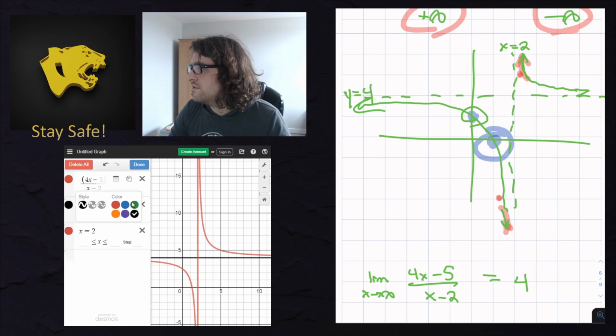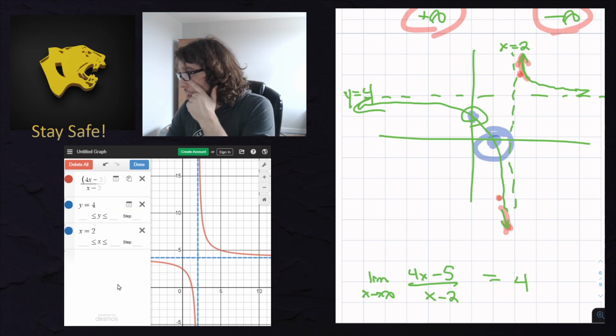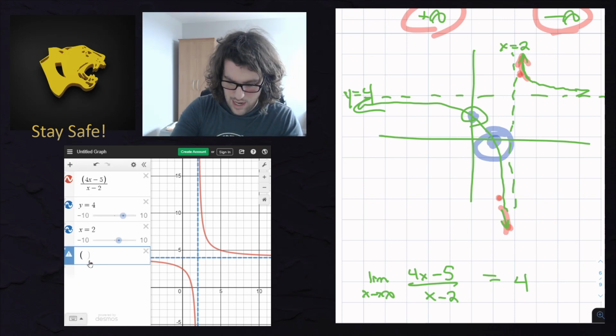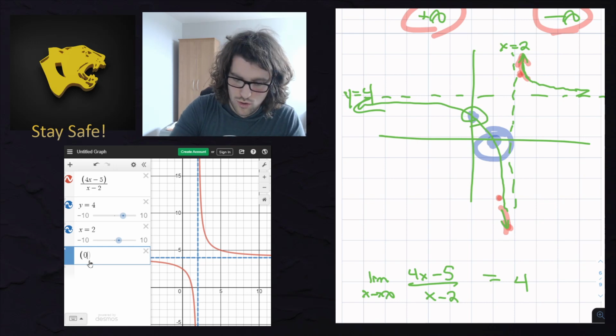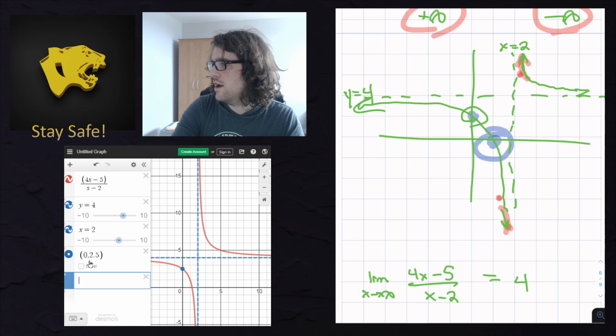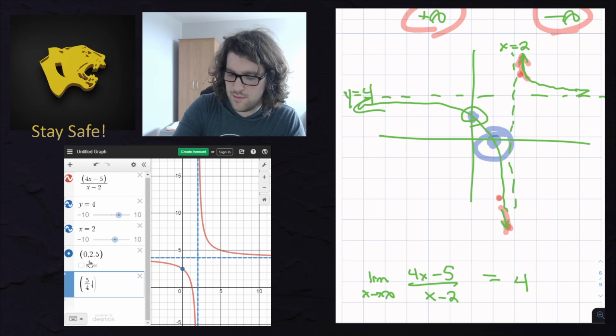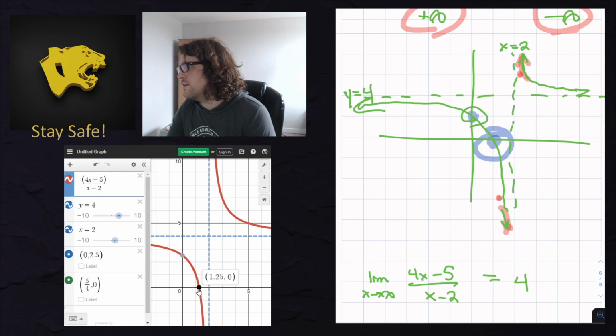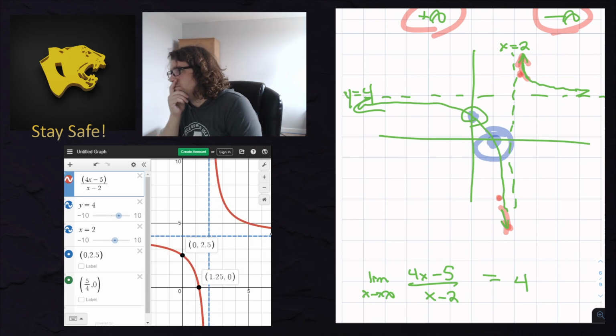Those colors are awful because it's the same as the original. I guess I should have dotted or dashed them. All right, so that looks excellent. And then we also found that there was an intercept at (0, 2.5) for the y. That looks great. And then we said 5/4 for the x-intercept, so (5/4, 0), and nice. Both of those look perfect.